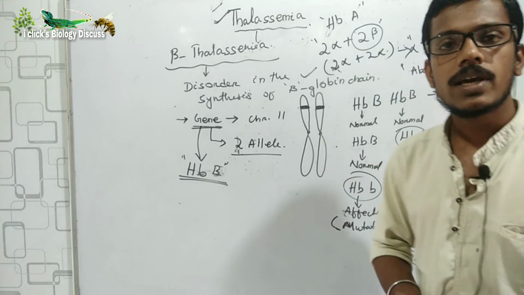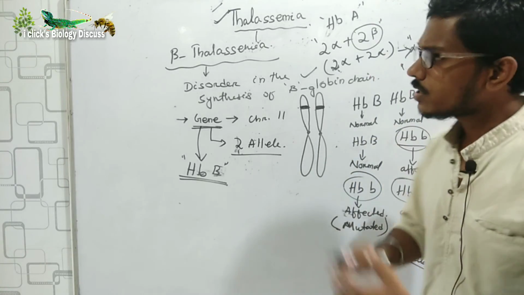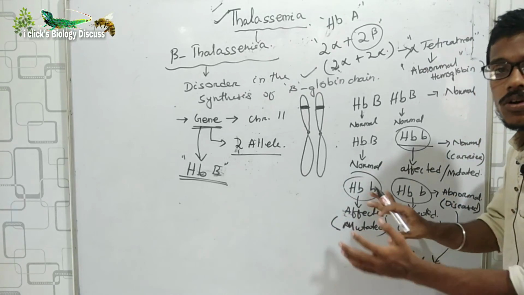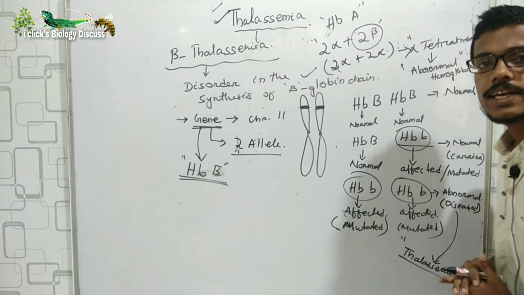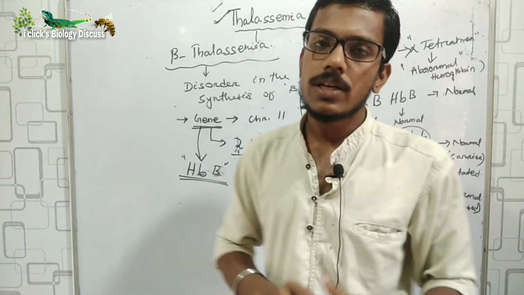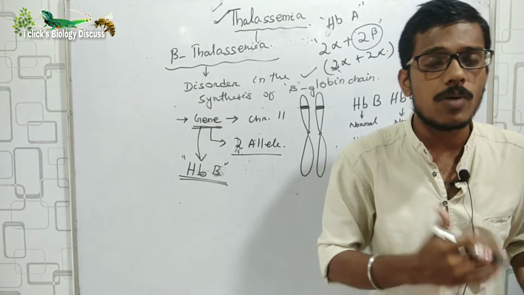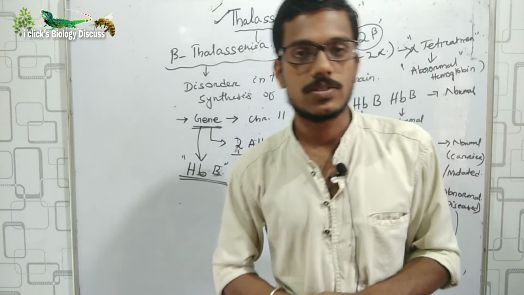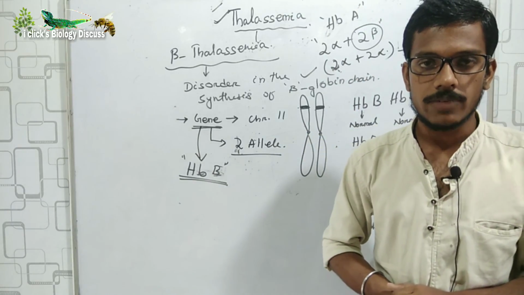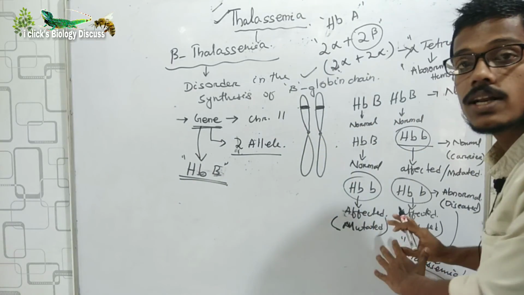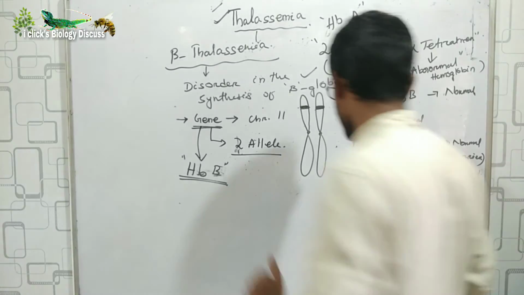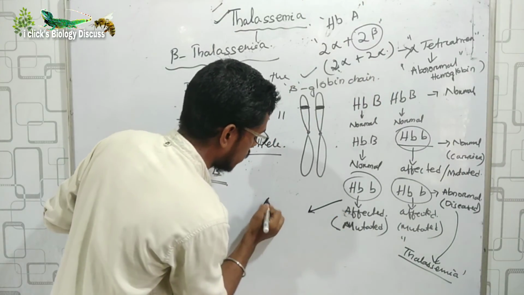So what will happen? In regular intervals of time, the person in whom both the alleles are affected will require some blood from the outside. So this is called beta thalassemia major.